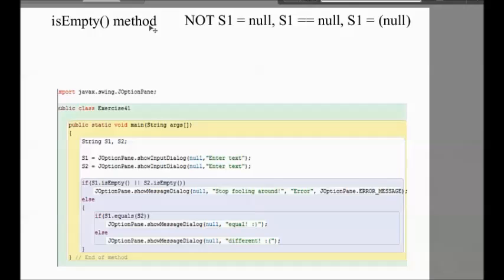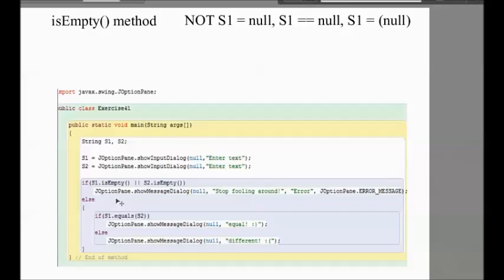Okay, so this is what it's going to look like. You're going to be importing your javax swing, of course, and here's your dialog box text. You're going to instantiate 2 strings. You're going to put in the dialog boxes for each of the texts here, and you're going to have your if code here. Once again, this is S1 isEmpty, not equals null this way or equals null this way. It's a method, okay?